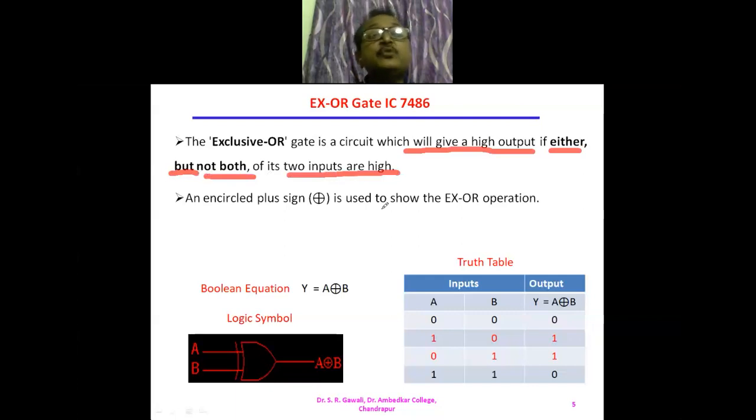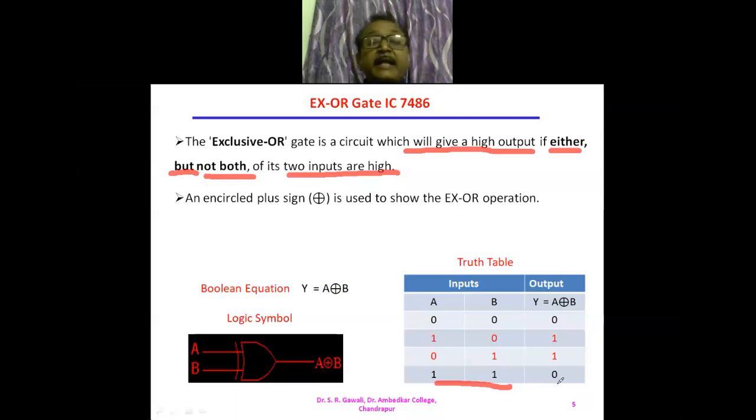It is called exclusive because we know that in the case of the OR gate, when any one of the inputs is 1, then the output is 1, and when both inputs are 1, then the output is also 1. This last condition, when both inputs are 1, is excluded in this exclusive OR gate. When both inputs are 1, then the output is 0.